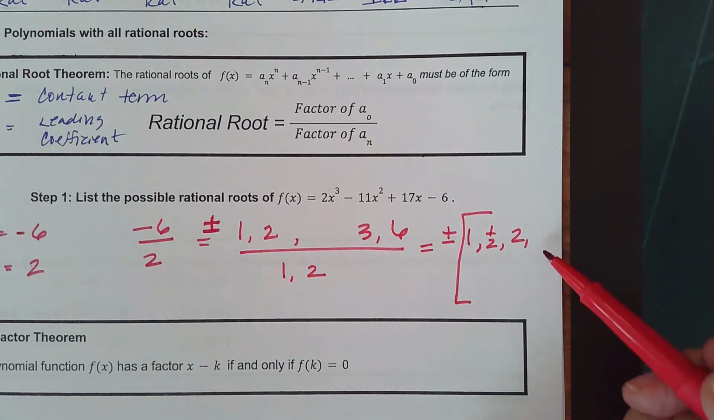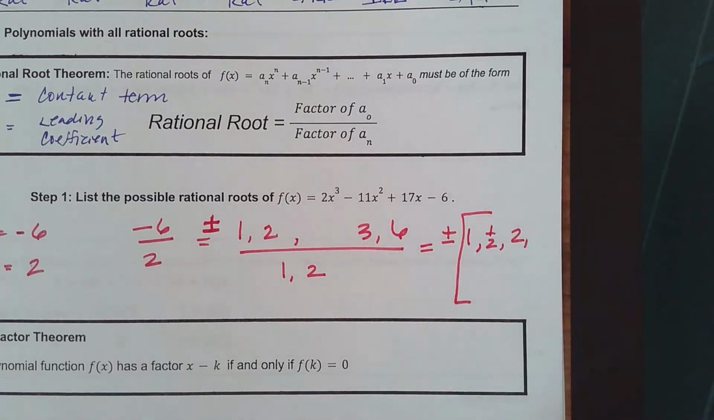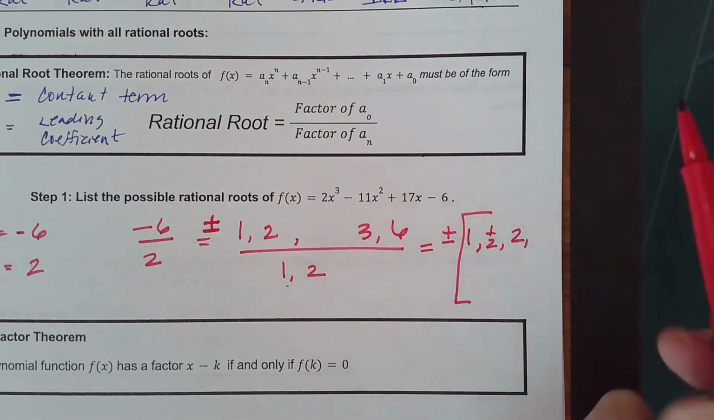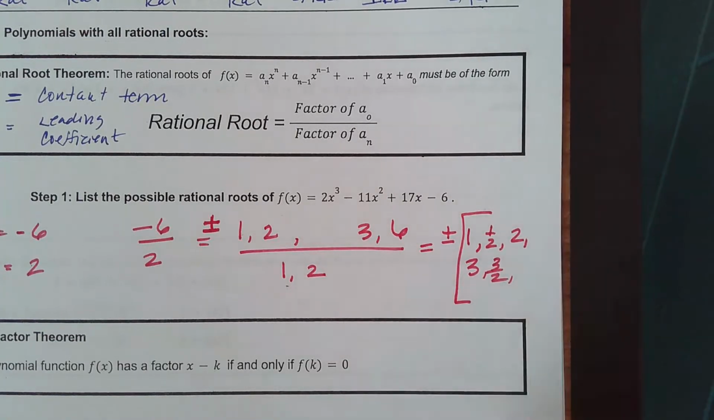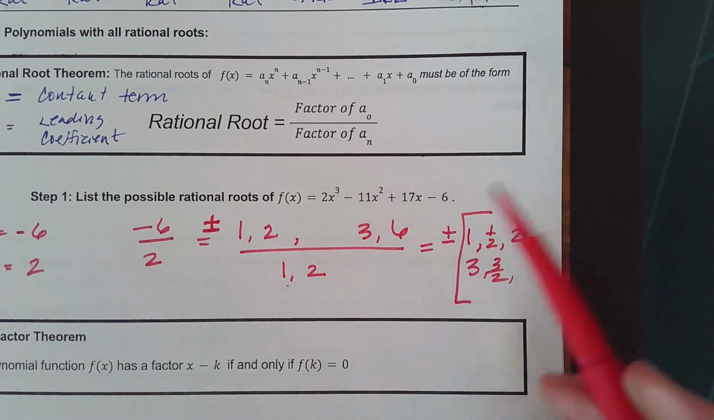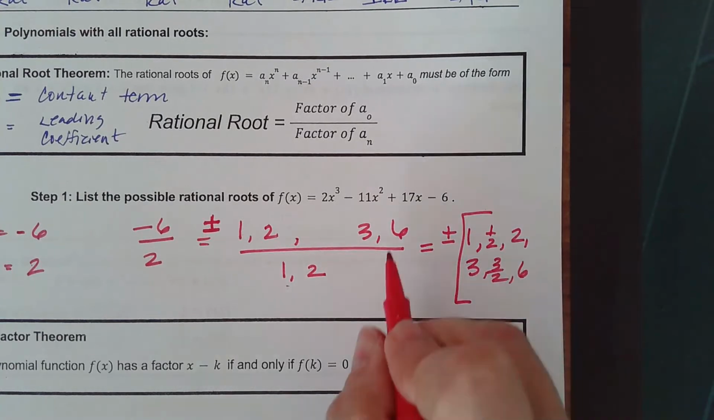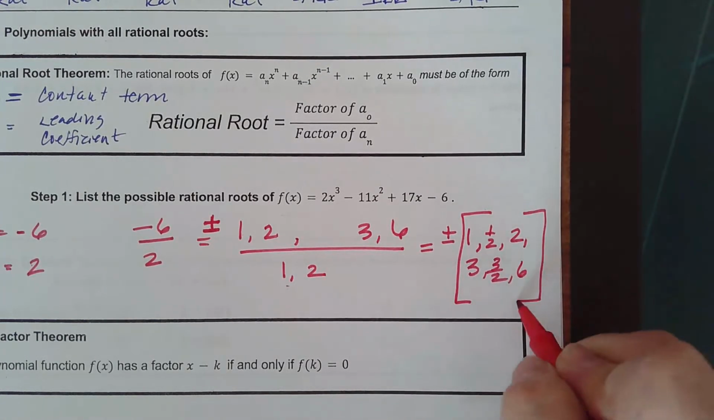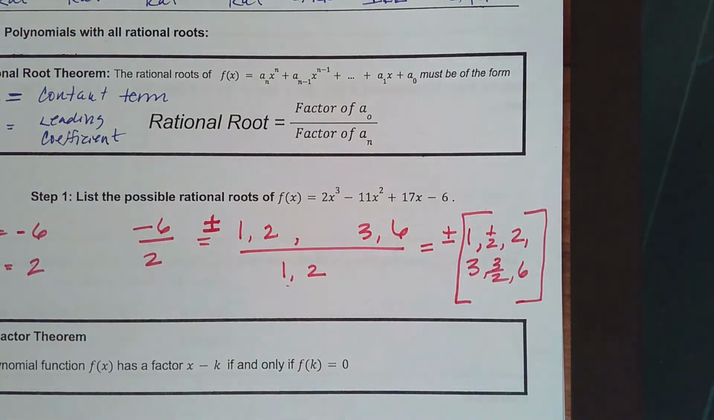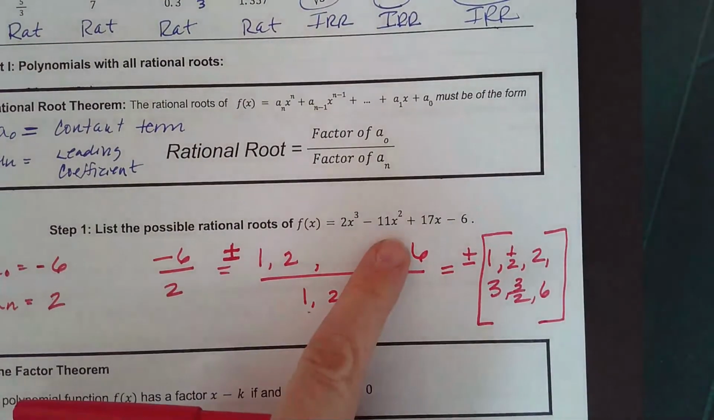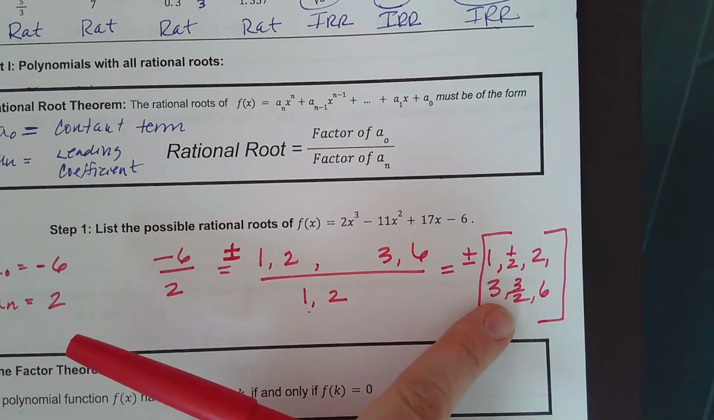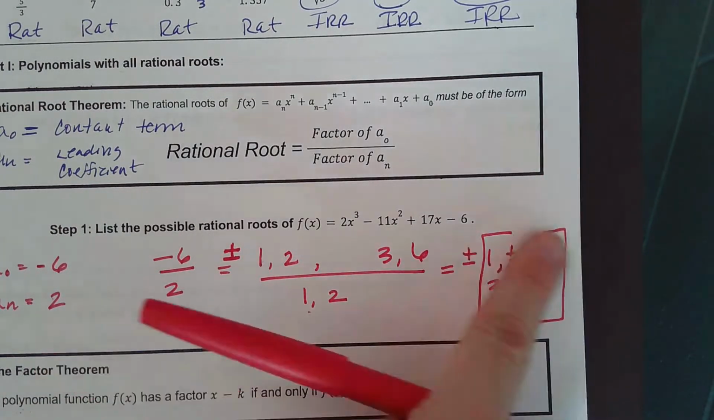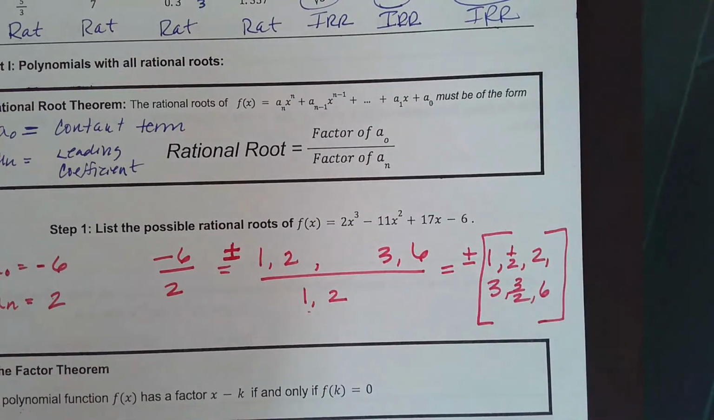I'm not going to write the 1 down again because we already have it in our list. So then I go 3 over 1, which is 3. 3 over 2, which is 1.5. Then I do 6 over 1, which is 6. And 6 over 2, which is 3, which was already included in our set. So what this is saying is if I had this polynomial, these are the possible values I could choose to figure out if one of these is going to be a root of this problem.